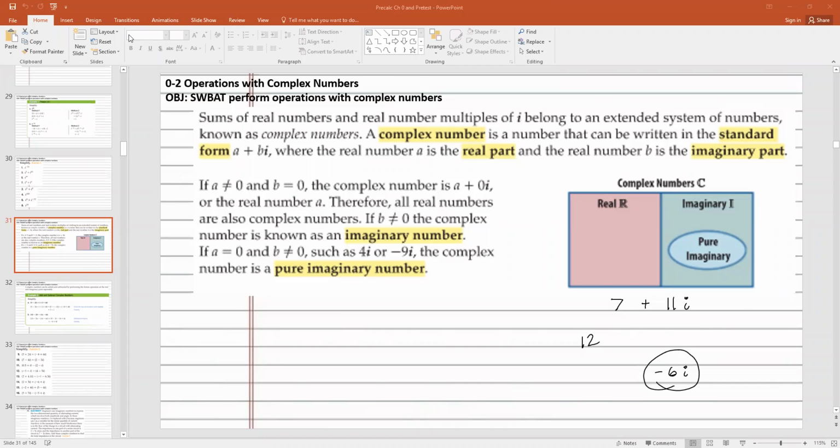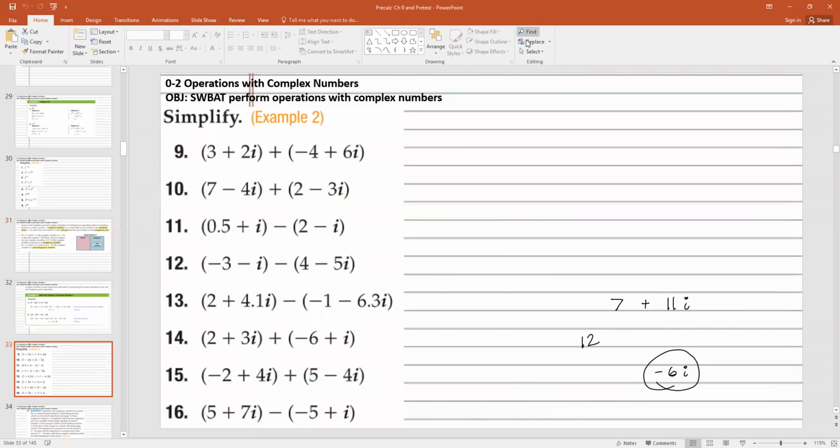Put this on the notes. And we have some examples. So here we're going to be adding and subtracting. And it's just like adding and subtracting binomials or polynomials. It's the same thing. You just want to combine like terms.